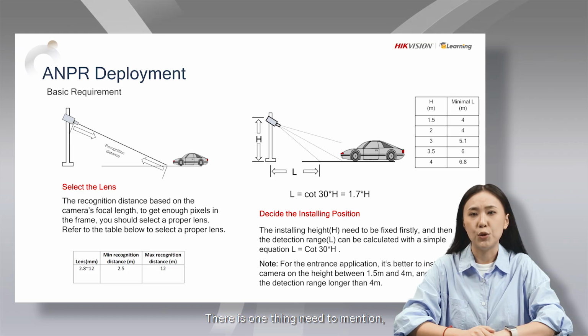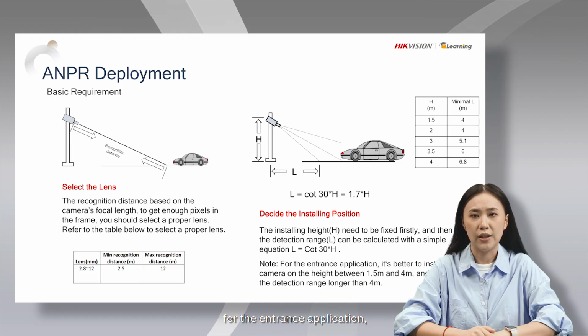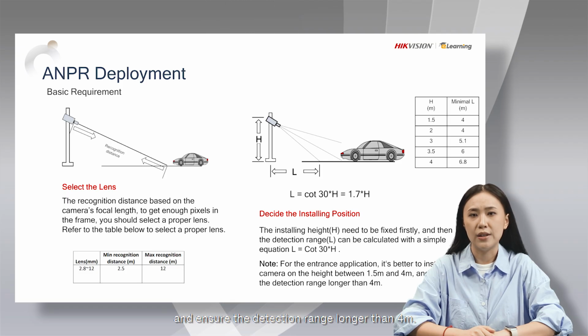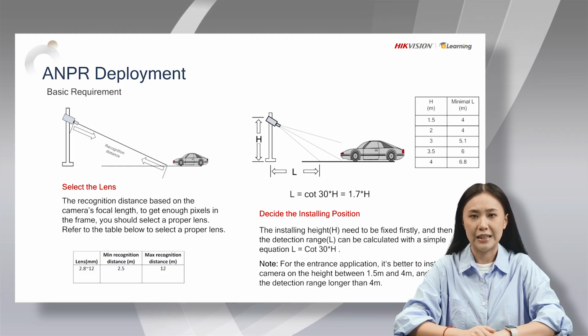There is one thing that needs to be mentioned. For the entrance application, it's better to install the camera at a height between 1.5 meters and 4 meters and ensure the detection range is longer than 4 meters.